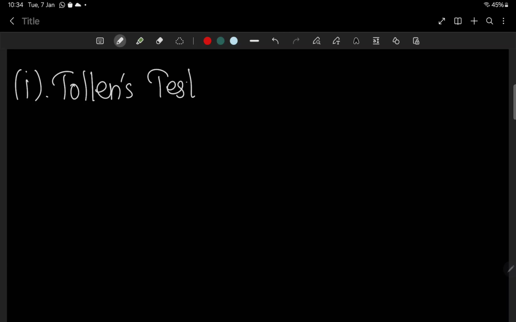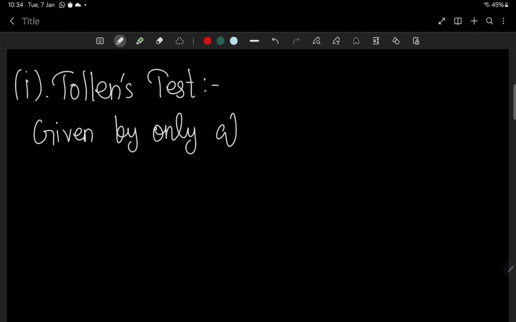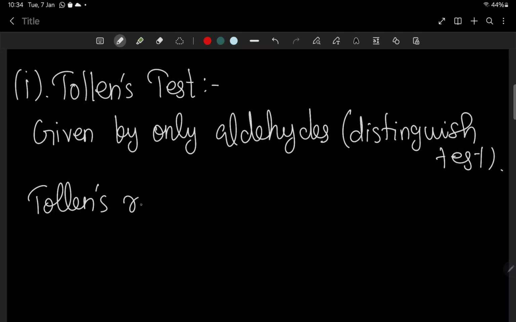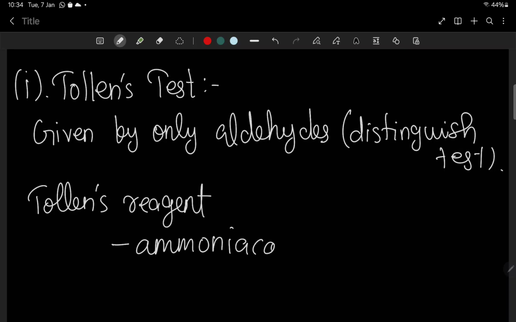Tollens test is given by only what? Aldehydes. So this is a distinguishing test. Important. What is the Tollens reagent? Ammoniacal silver nitrate. This is the Tollens reagent.